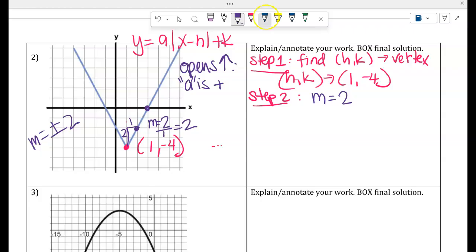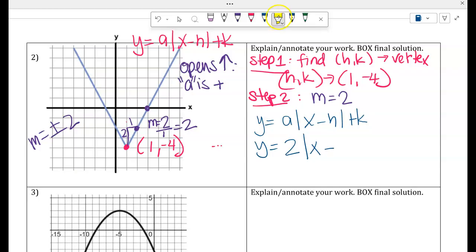So now let's put it together. y equals a times absolute value of x minus h, close it, plus k. Your a is going to be a 2. It's an opening up absolute value. x minus your h, h is going to be 1. So that's going to be x minus 1. Okay, so it's going to go minus 1. Don't forget to close it. Your k is -4. So that's going to say -4. And close that up.